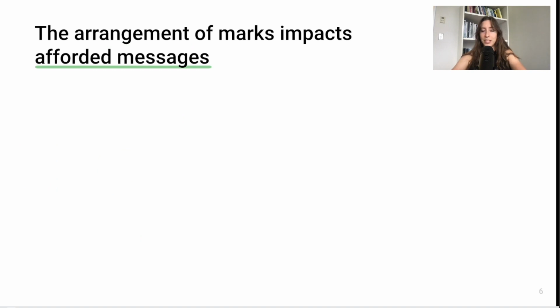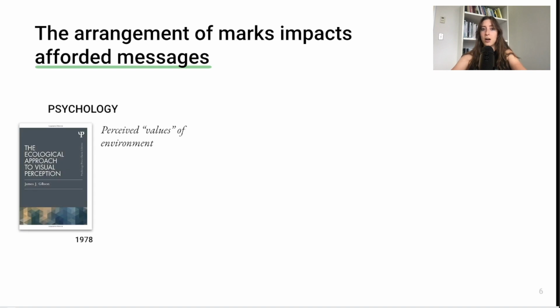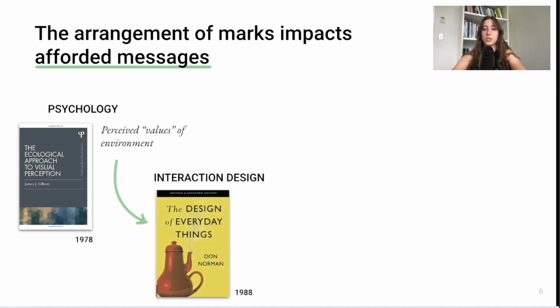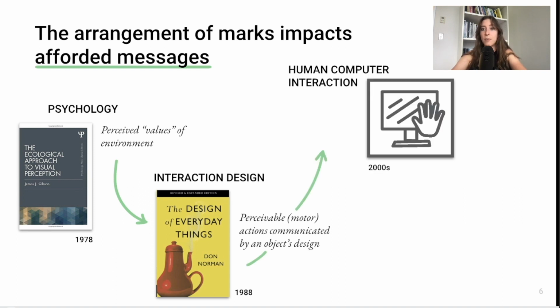So the second part of this title, the afforded messages part, is a bit more complicated. The term affordance first started in psychology in the 70s, and it was quickly popularized by Don Norman and later adapted and has become a mainstay in human-computer interaction. Within HCI, the term affordance means suggested motor actions communicated by an object's design.